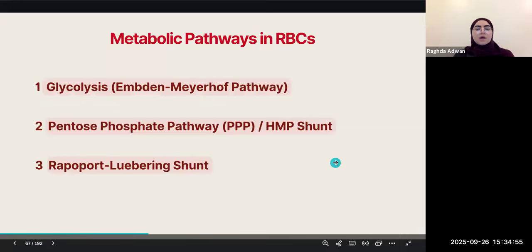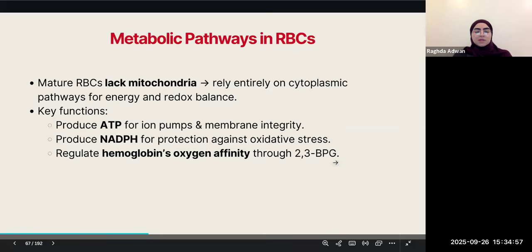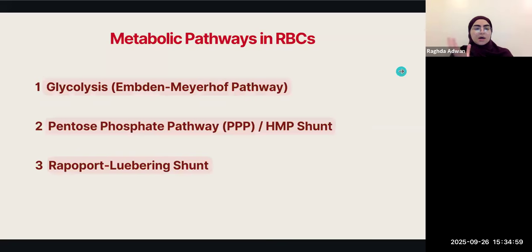Now, let's get into these metabolic pathways that I just mentioned. There's three of them. Number one, the glycolysis or Embden-Meyerhof pathway. Number two, the pentose phosphate pathway or HMP shunt. And number three, Rappaport-Lewis-Bring shunt. Now, I know you're going to look at this and go like, what in the world? Because honestly, this is biochemistry. Now we're talking about biochemistry.